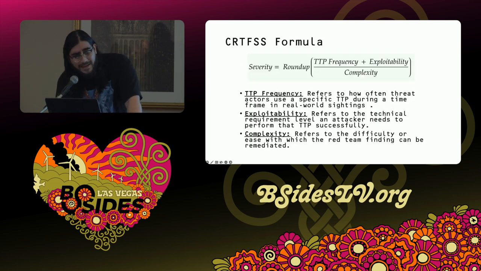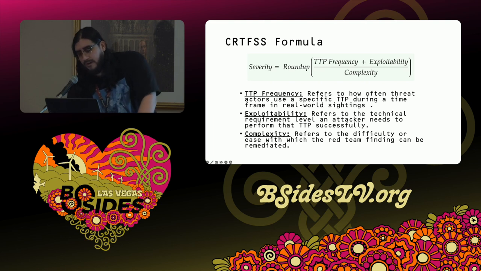This is the formula behind the methodology. The TTP frequency is how often threat actors use a specific TTP during a time frame, based on real-world sightings. The exploitability refers to the technical requirement level an attacker needs to perform that TTP successfully. And complexity refers to the difficulty of remediating the rating finding or generating detections of it.